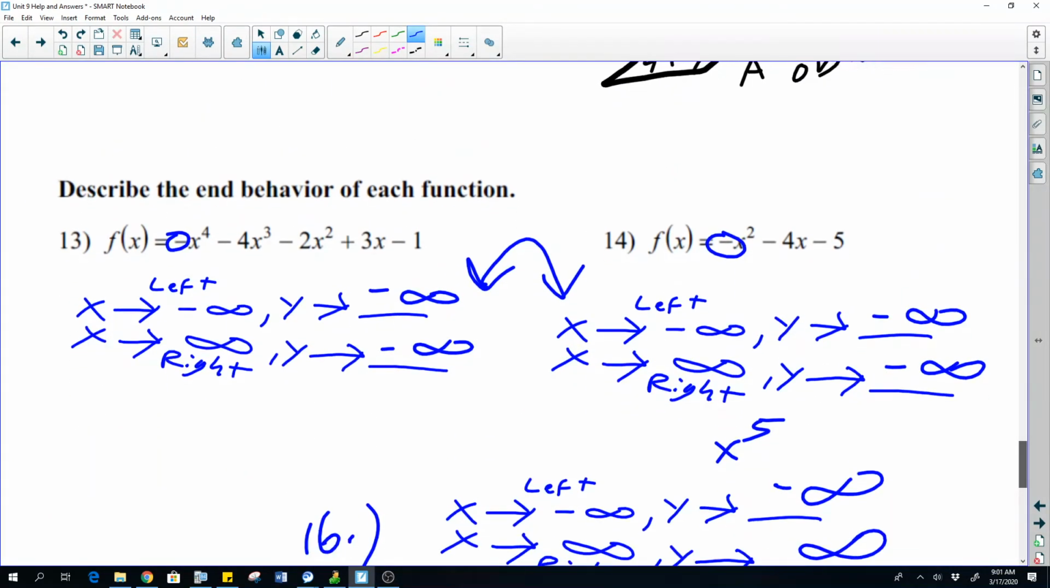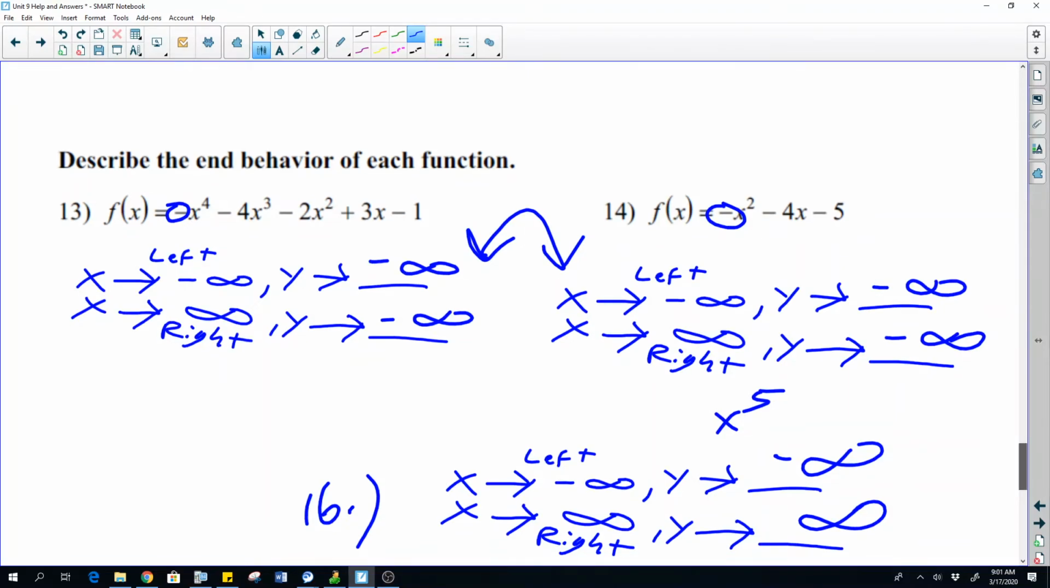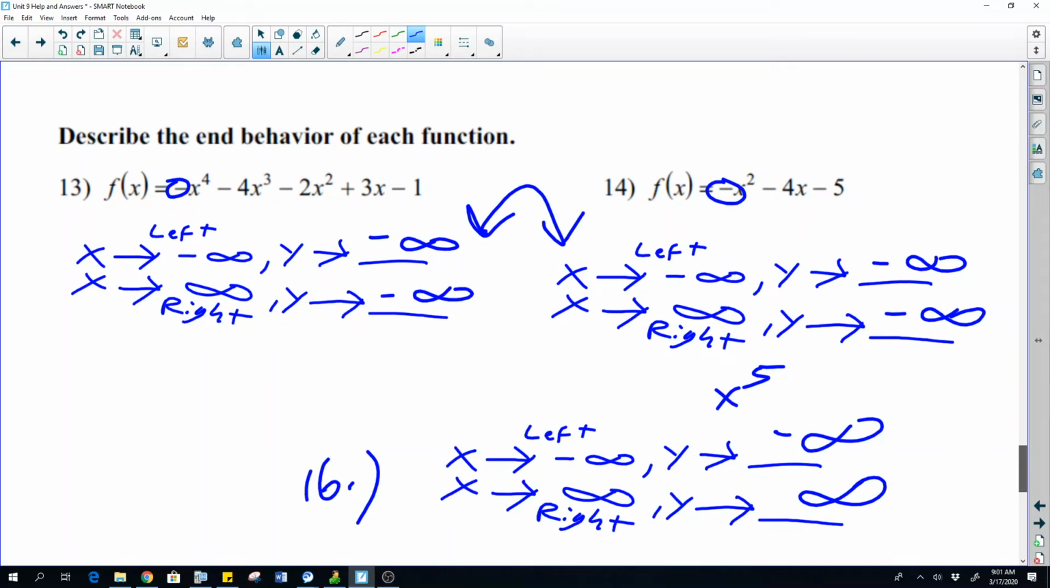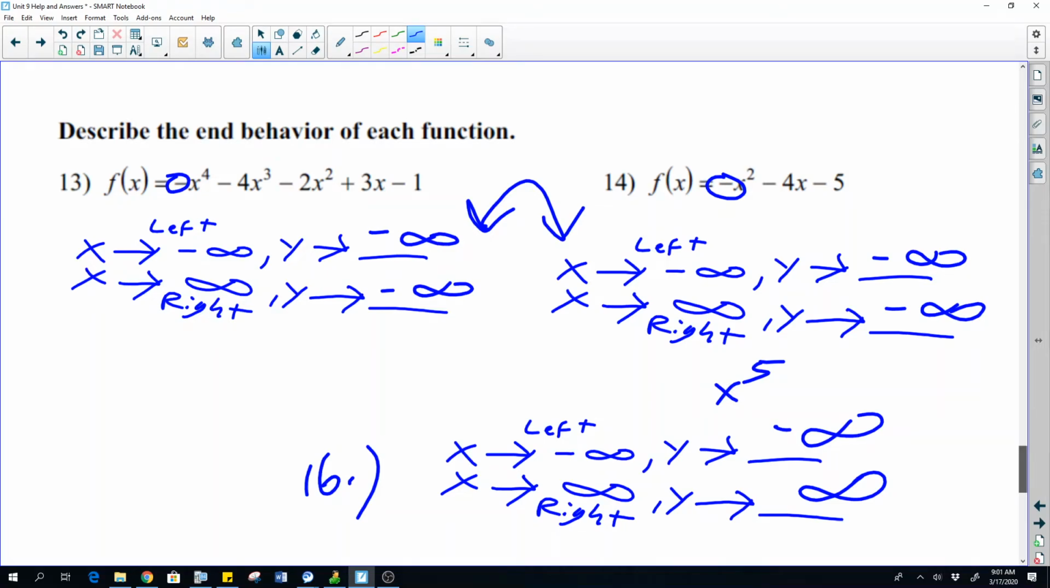So don't forget to describe the end behavior. As x goes to the left, negative infinity, y goes to negative infinity. As x goes to the right, positive infinity, y goes to negative infinity, because that depends on the sign, which in this case is negative, and it depends on the power, which is also the degree, or the highest power. And remember, when it's even, they both go up, or in this case, because it's negative, they both go down, right? Both go down.